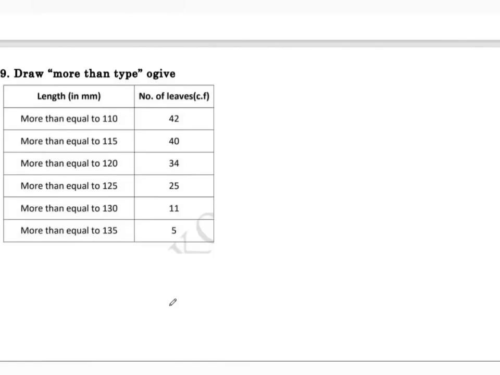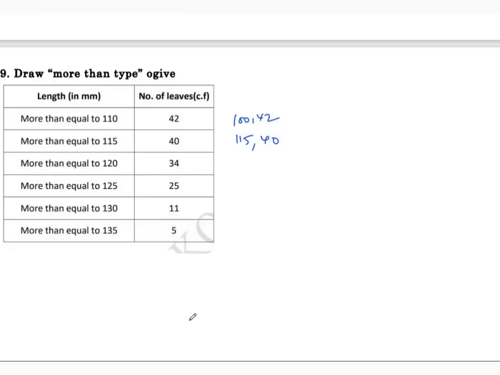length in meters versus number of leaves. For more than type ogive, on the x-axis it is lower limits, on the y-axis it is cumulative frequency. The points are 100, 42. Next 115, 40. Directly you write the points and plot them.